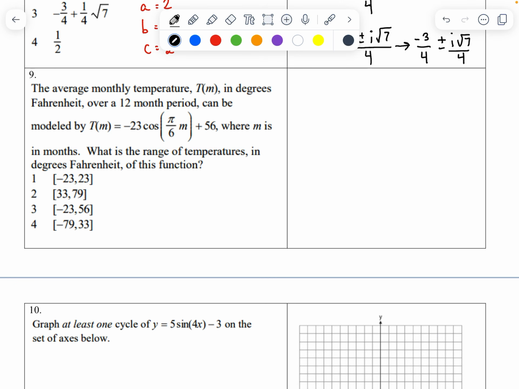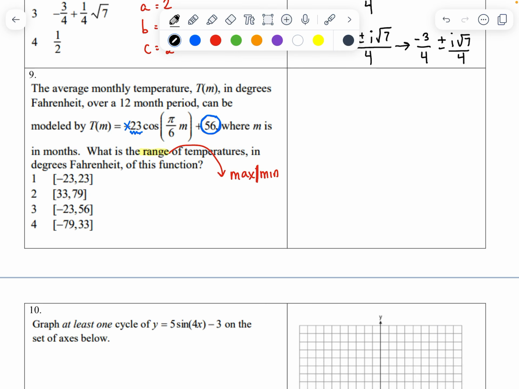Okay, number 9. The average monthly temperature, T of M in degrees Fahrenheit, over a 12-month period can be modeled by this equation. M is in months. What is the range of temperatures in degrees Fahrenheit? So range is really just another way of saying max and min. Okay? So in order to find your max and min, you are going to take your shift and you're going to add and subtract your amplitude. And don't use that negative.